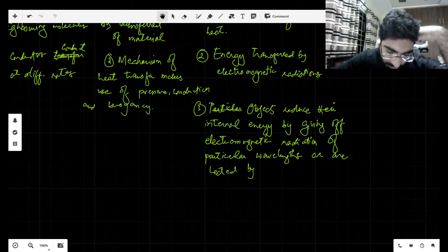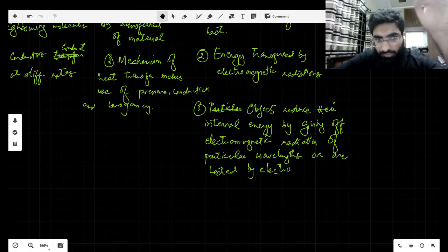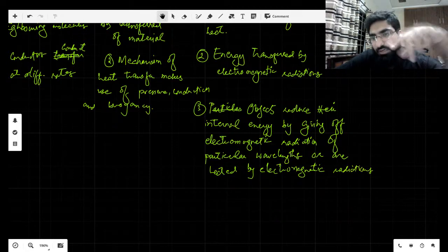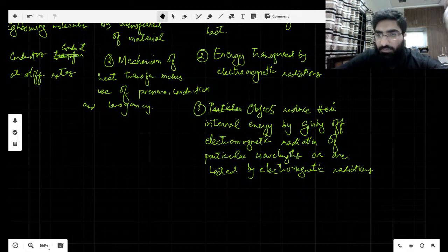So it's just that objects either are giving off their energy in the form of electromagnetic radiation, or they are absorbing electromagnetic radiation from around, or are heated by electromagnetic radiation. So the same way a car standing in the sunlight is heated up by sunlight because it is absorbing the electromagnetic radiation from the sunlight.